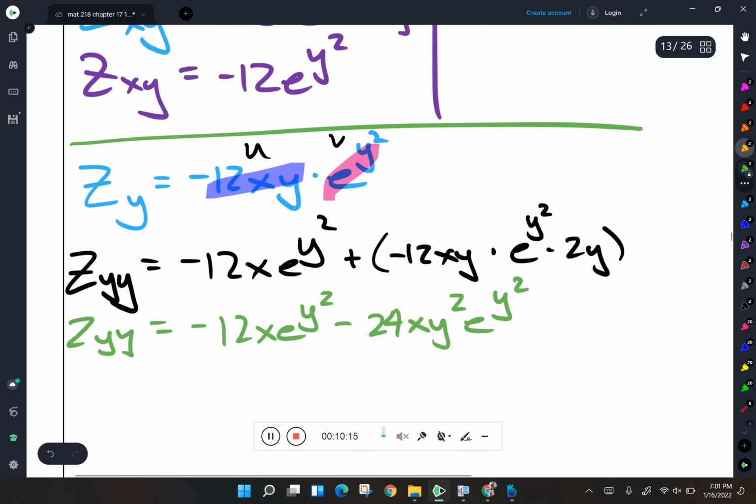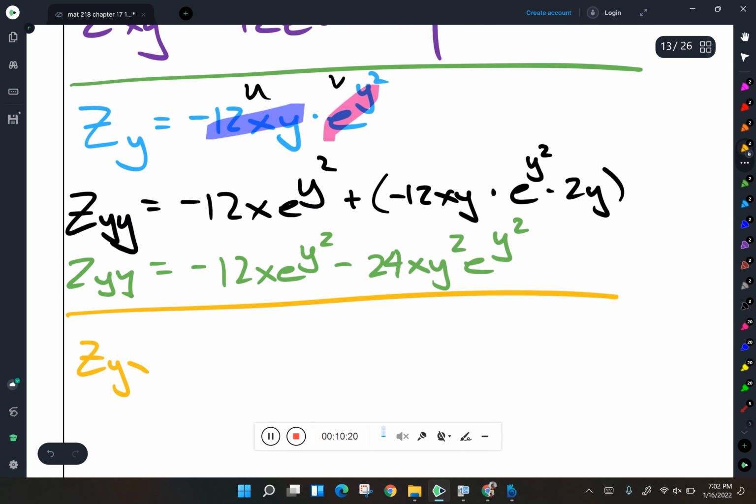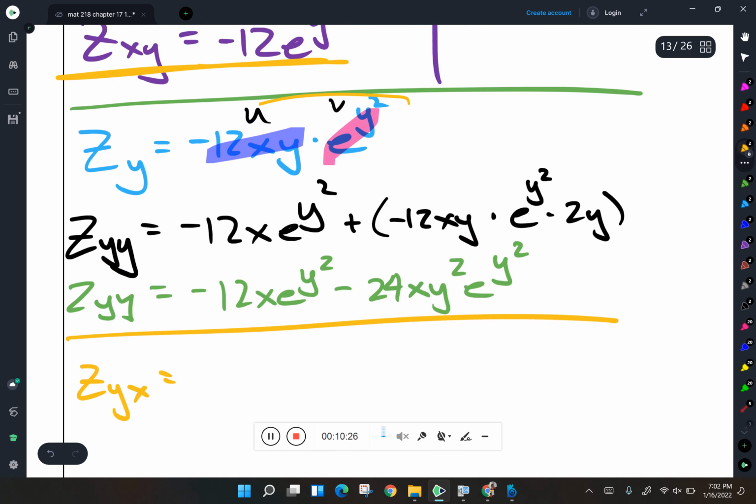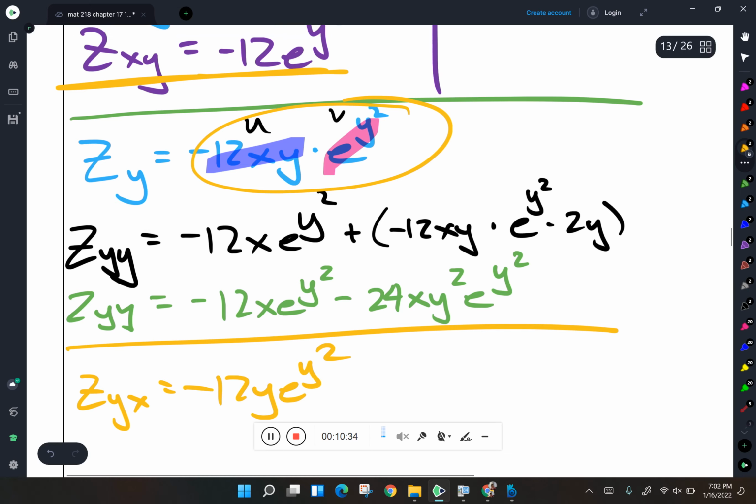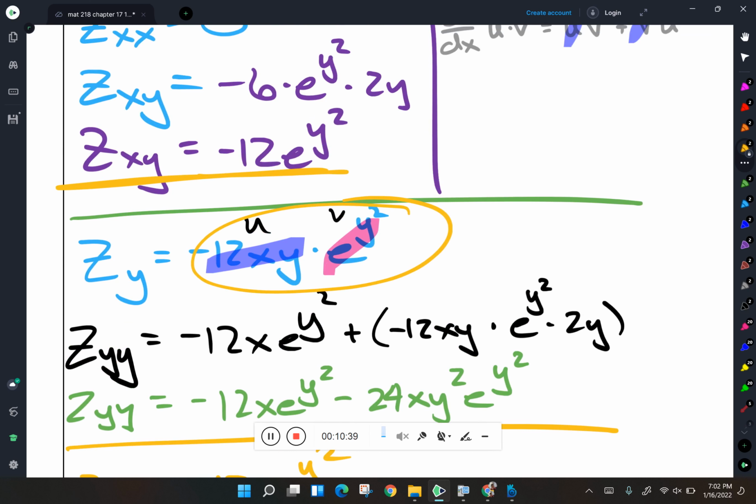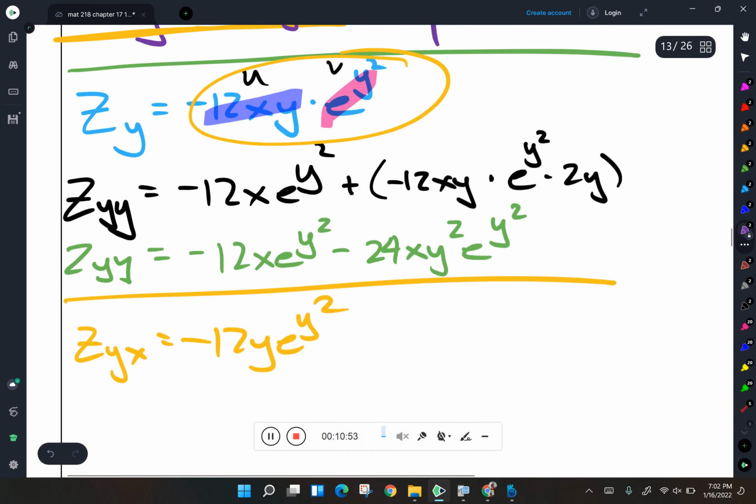Now, do I need to do z sub yx? I mean, I technically already have it right here at xy, but I'll do it just in case. So I'm going back to here and I'm taking the derivative of that with respect to x. Negative 12y e to the y squared. Uh-oh. Oh, I got a typo up here. There's a y right there that I forgot to bring down. So let's go ahead and fix that. It's a good thing I did both of them. I caught my mistake. There you go. Now they match. I feel better about that.